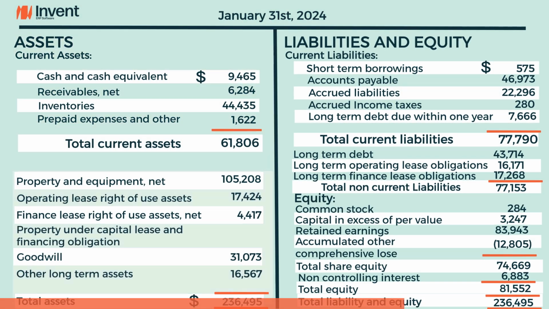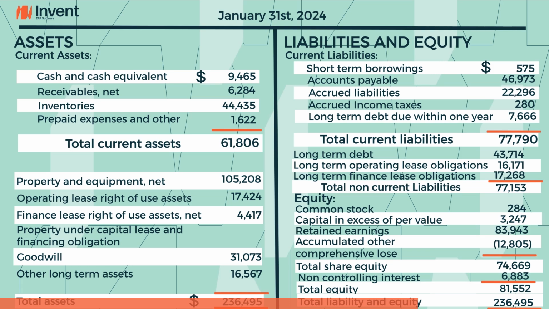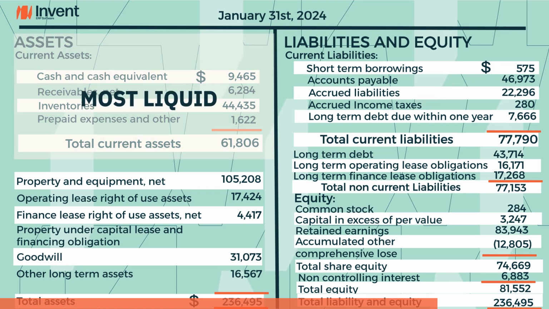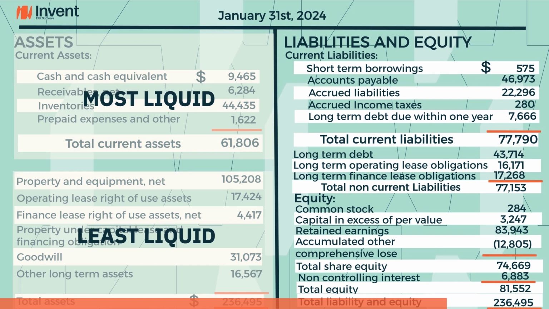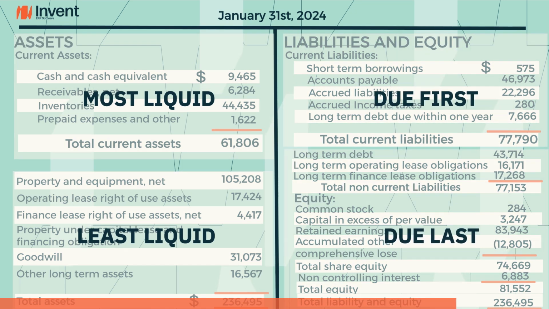Current assets, non-current assets, current liabilities, non-current liabilities, and equity. While the structure remains the same, there's much more detail to explore within each category. In the American format of the balance sheet, assets are organized from most liquid, easiest to convert to cash, to least liquid, while liabilities are listed in order of payment priority, from due first to due last. Let's recap the main line items in each category for a better understanding.